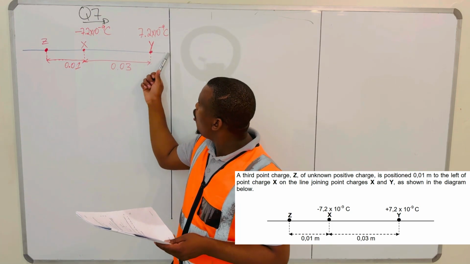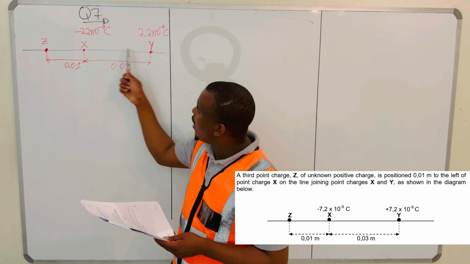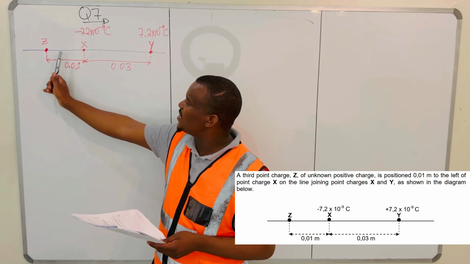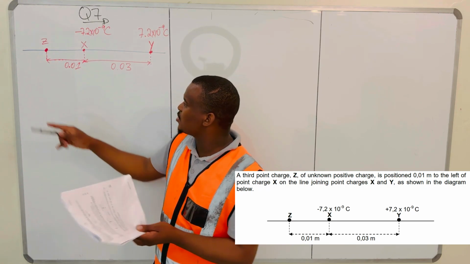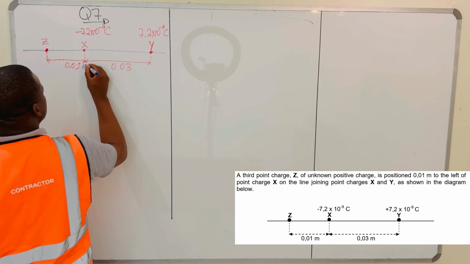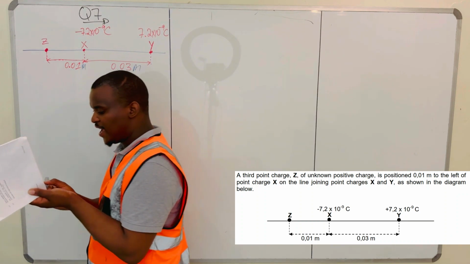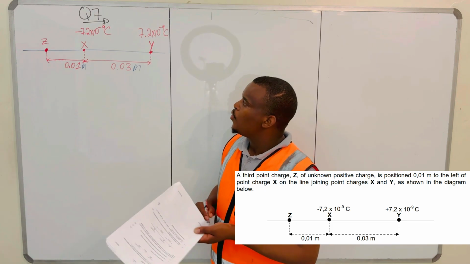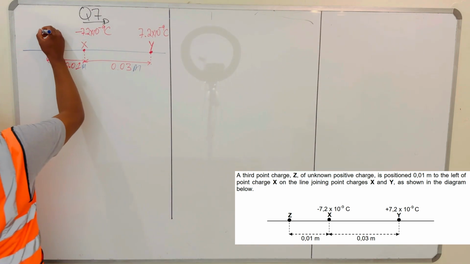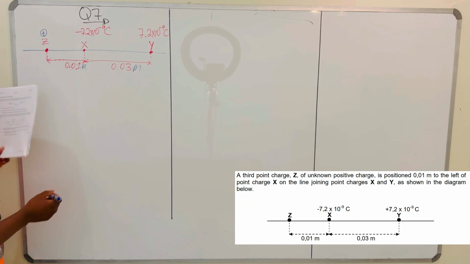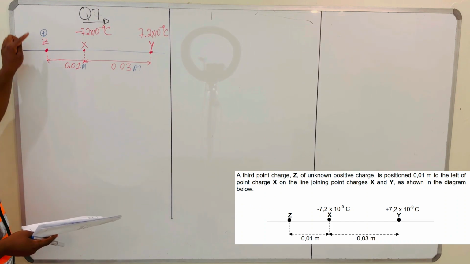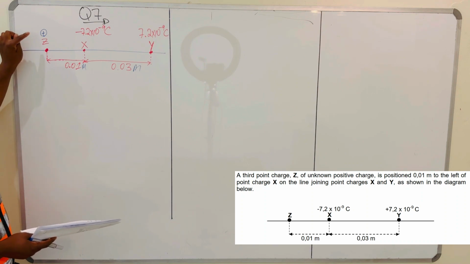So now, on the same line that X and Y are on, another point charge Z is placed to the left of X, 0.01 meters away from point X. That's what they're telling us. That's all. What you know about this one is just that it's positive, but you don't know its sign or its magnitude.